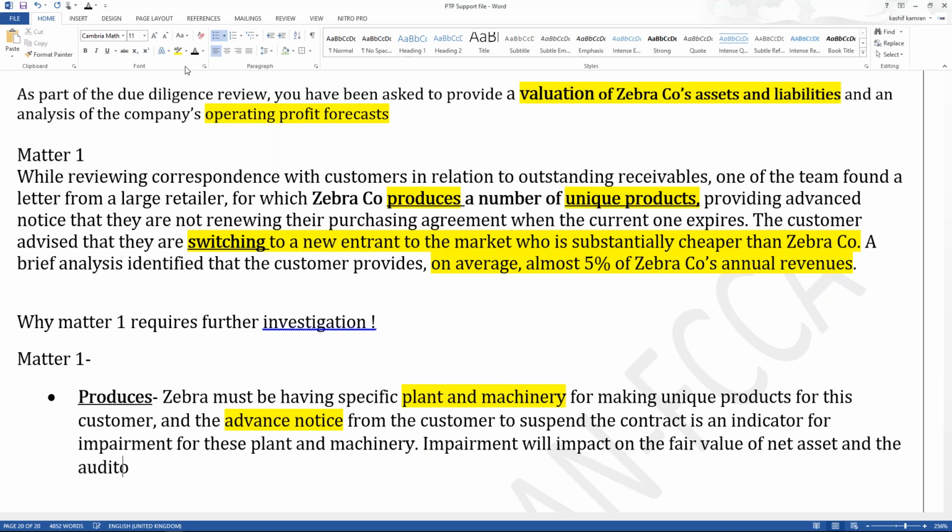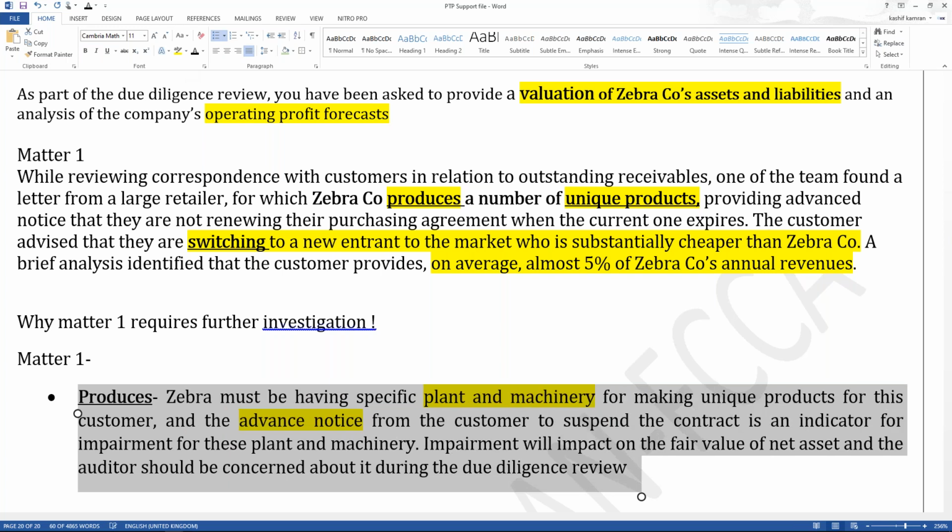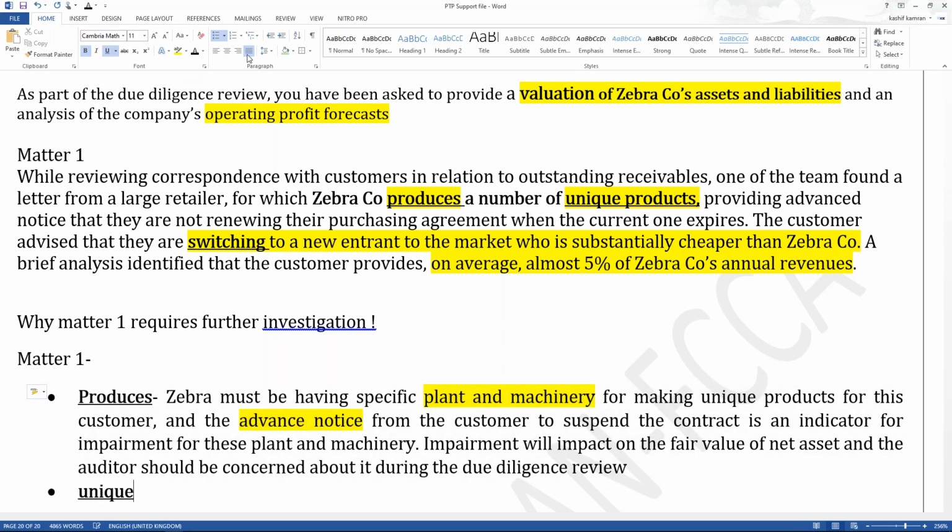And the auditor should be concerned about it during this due diligence review. So should you be concerned about whether the management has done the impairment or not in this due diligence review? Is that the reason this matter requires a further investigation? Do you agree with the first point? Then look at the second point, unique products. Now, when you look at the unique product point, you link this with inventory.